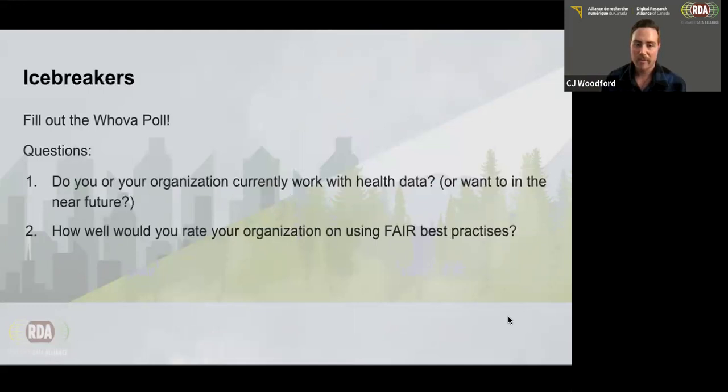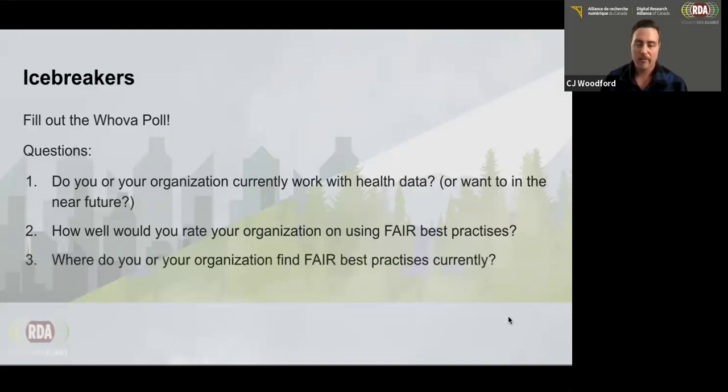How well would you rate your organization's use of FAIR? Because we're honing in on how to help increase FAIR use in the health data space, vicariously through the profiling. And then, where do you or your organization find FAIR best practices? Because that'll help us figure out making an implementation profile. Because this is not just a profile of the GORC model, it's going to be the full 3-course meal on what you need to consider and how you get there.